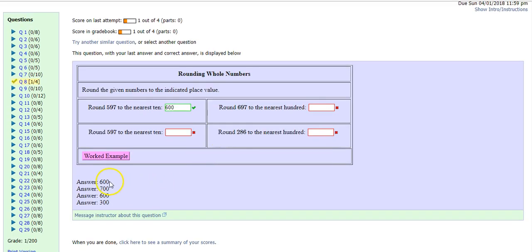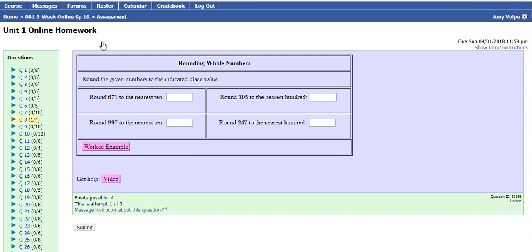And after 3 attempts, it tells you all of the answers for this specific problem. But remember, you have to get at least 190 points on your homework assignment. So you're going to click on Try Another Similar Question, and you get to start a new one. It saved your 1 point. It will always save your highest score.